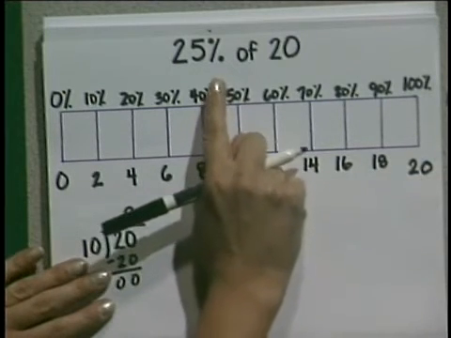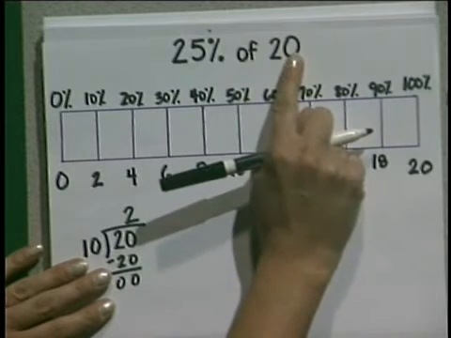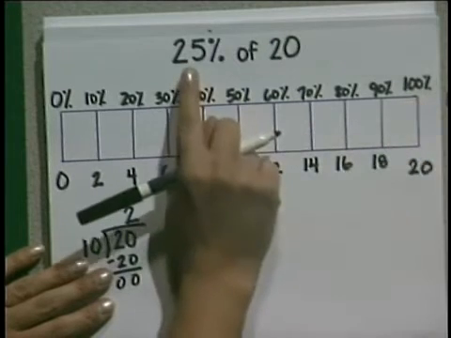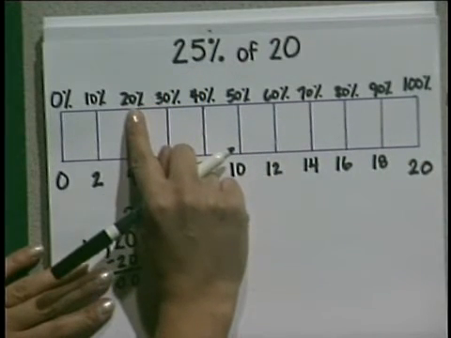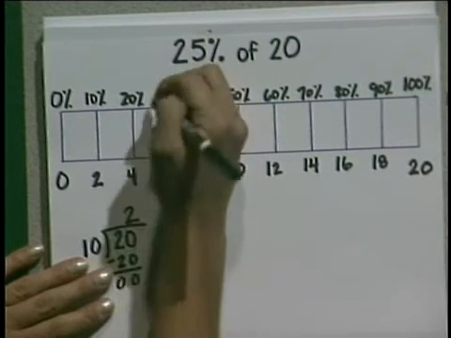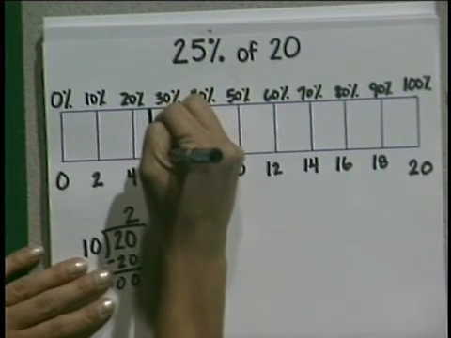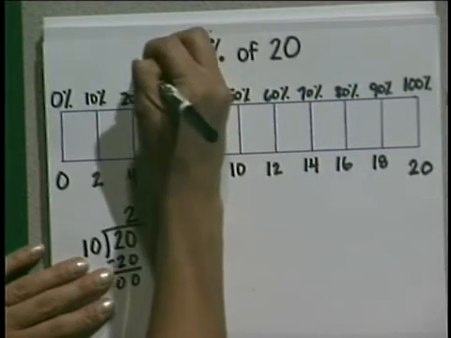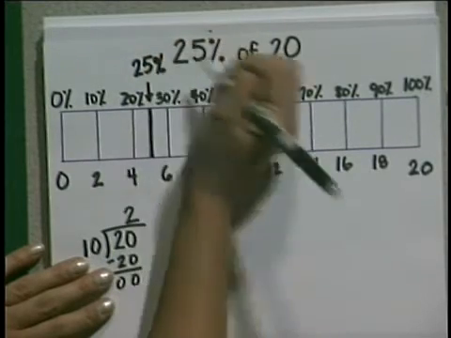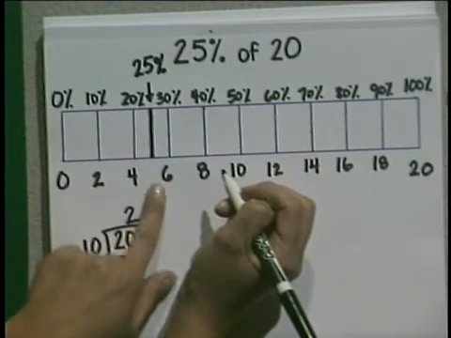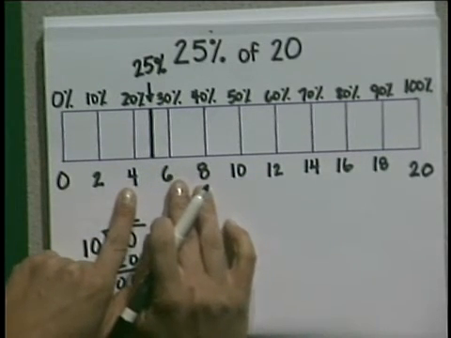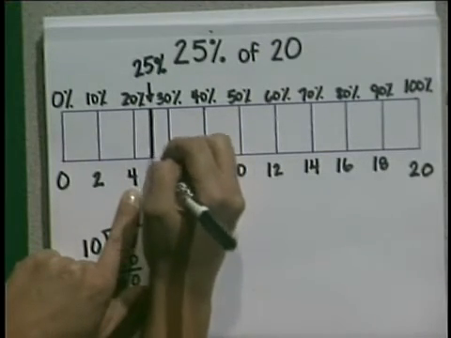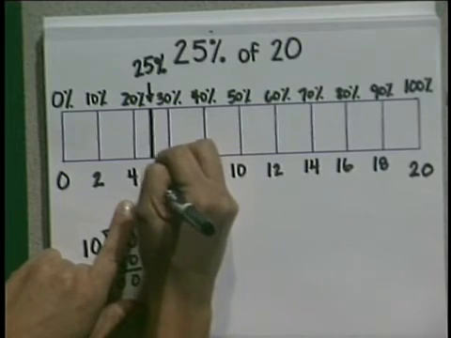Now, I'm trying to find 25% of 20. If I notice at the top of my model, there is no 25%, but I do know that 25% is halfway between 20% and 30%. So I'm just going to draw a line to represent that halfway in between 20% and 30% is my 25%. Now, looking at the bottom then of my model, I don't have anything in between, but I know that I have 4 and 6. And directly halfway in between 4 and 6 is the number 5.